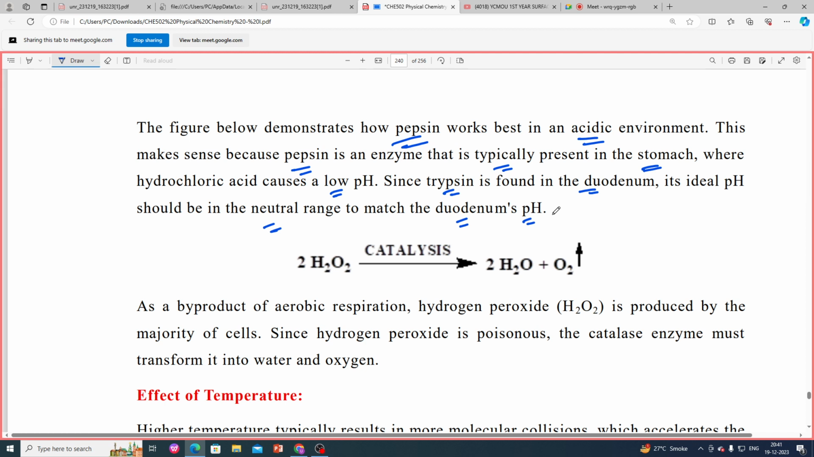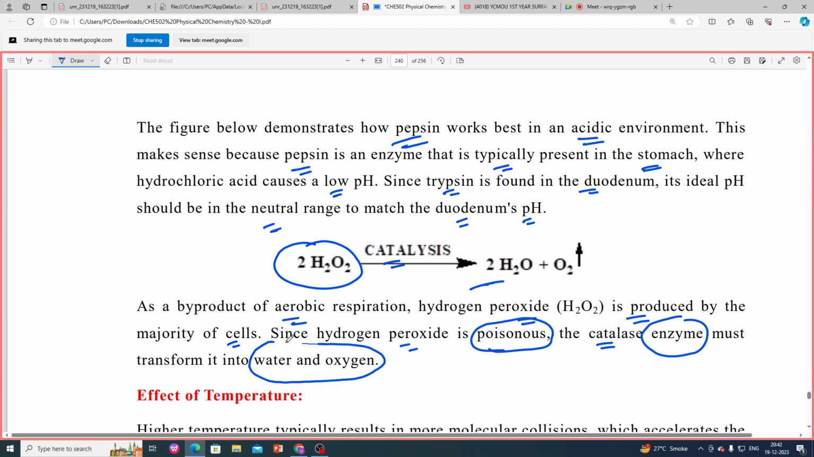Okay, so here is a given example. H2O2, this is our hydrogen peroxide catalysis, and it gives water plus O2 released as a byproduct of aerobic respiration. Byproduct है aerobic respiration. Hydrogen peroxide, that is H2O2, is produced by the majority of cells. Since hydrogen peroxide is poisonous, the catalase enzyme must transfer it into water.